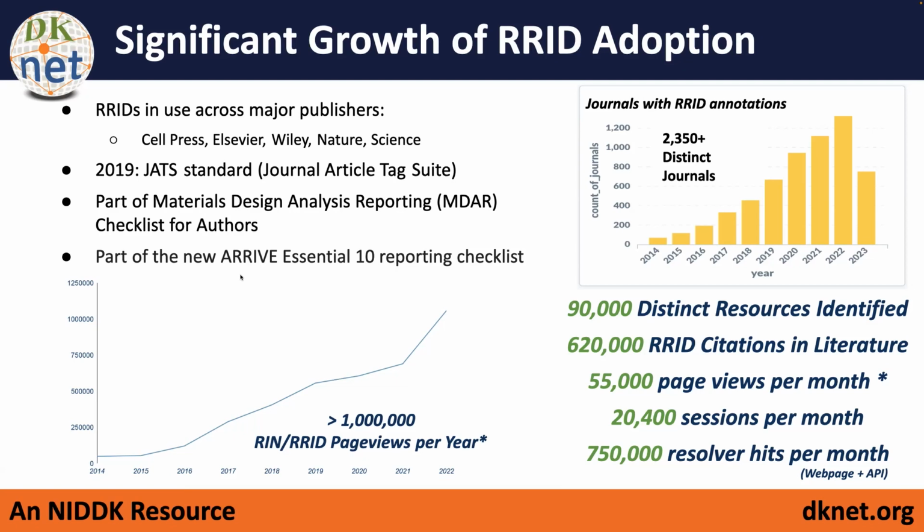Essential 10 reporting checklist. And so in the literature, there are 90,000 distinct resources that have been identified with RIDs. There are over 600,000 citations in the literature, and the usage of the services around RIDs continues to grow.